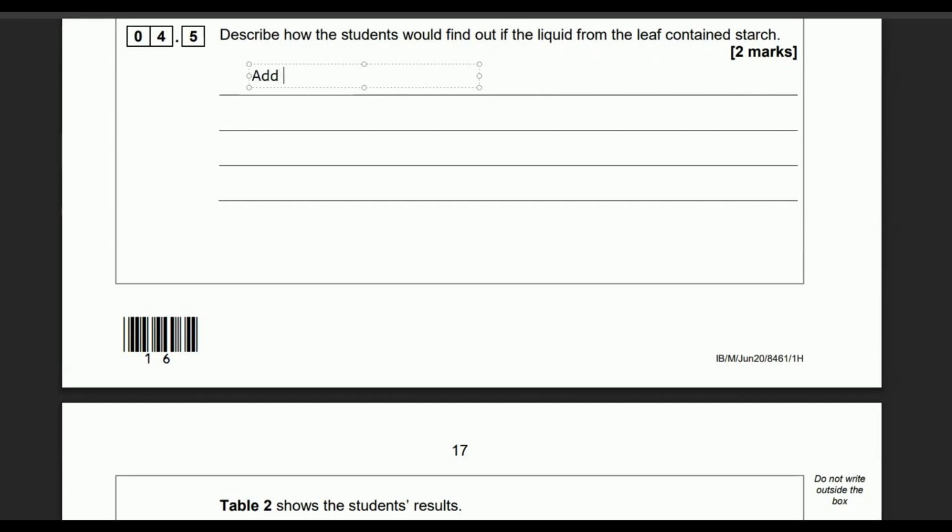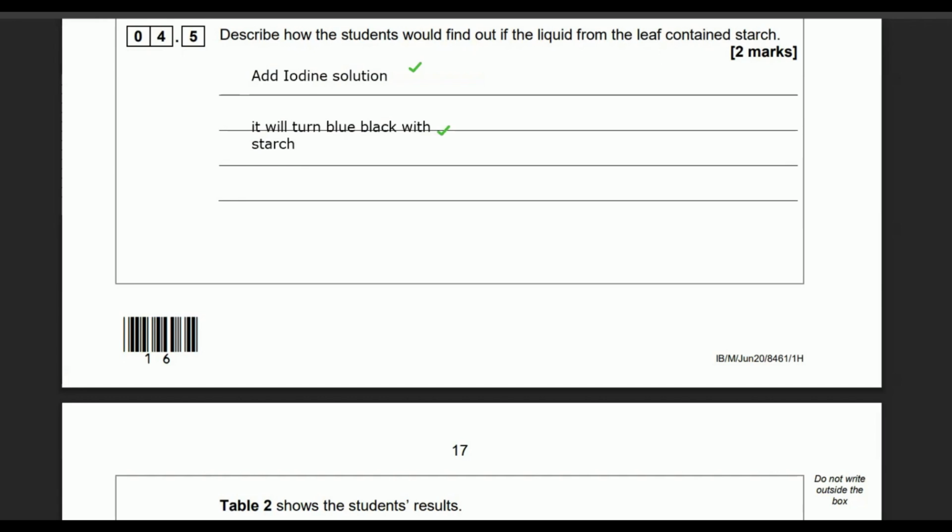So we want to say add iodine solution. Iodine is actually a black solid, so you have to dissolve it to make that kind of brown orange solution. It will turn blue black with starch. It starts off orange. Now, do you get the marks for saying what it starts off from? You can just say it changes to blue black. You don't need to say it was orange to start with, but it's good if you know.